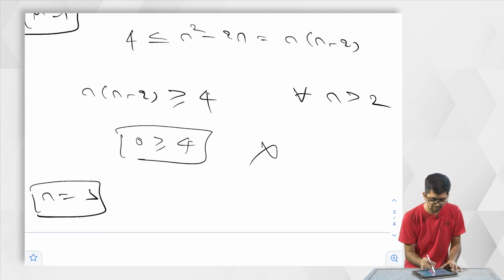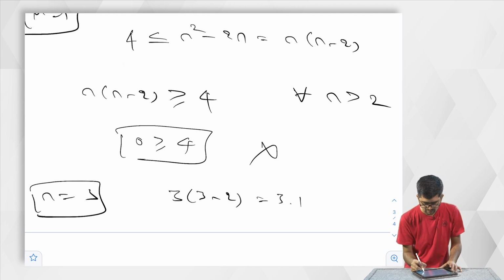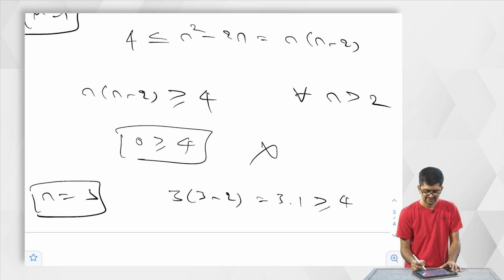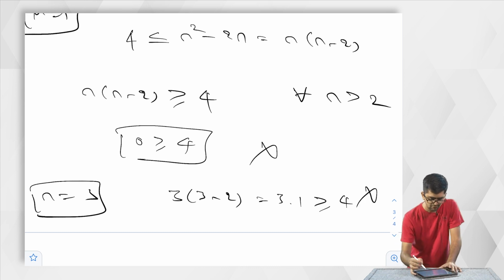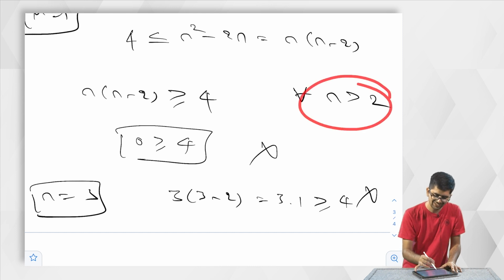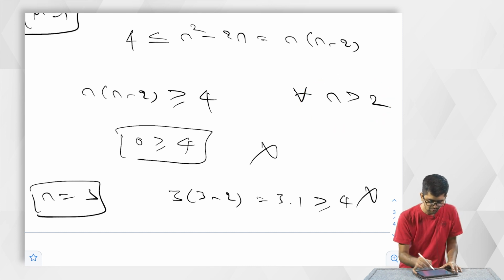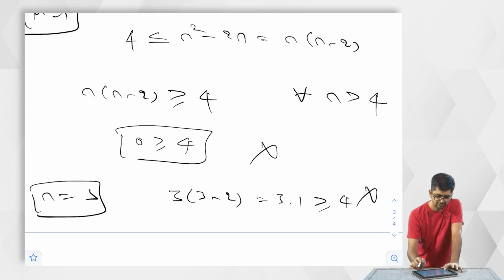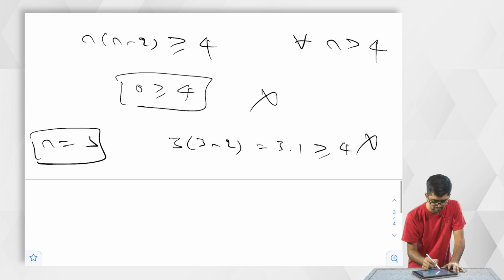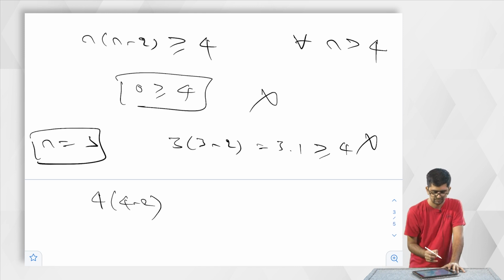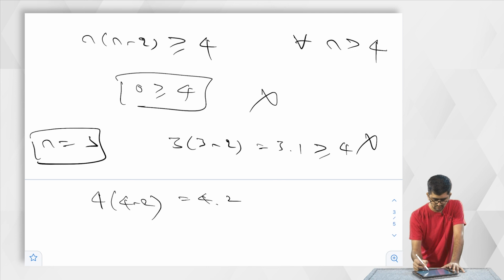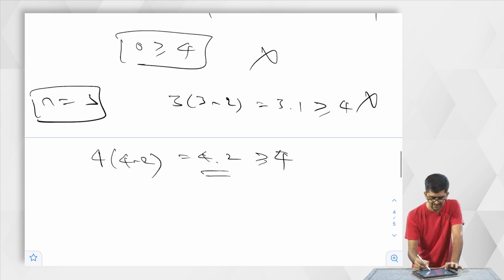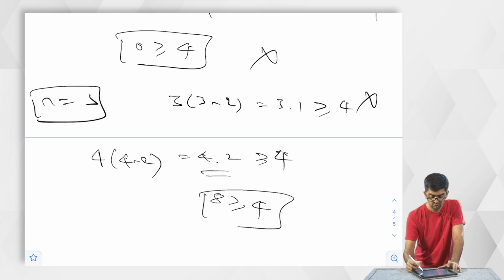Do we have that possibility here? 3 times (3 minus 2), that is 3 times 1, greater than or equal to 4. No, this is also wrong. So for n equal to 2 it is wrong, for n equal to 3 it is wrong. What about 4? Let us try for 4. Is it true for n equal to 4? 4 times (4 minus 2) is equal to 4 times 2, which is 8, greater than or equal to 4. Oh, this is true. Okay, nice.